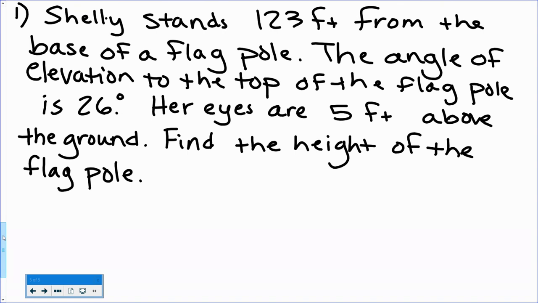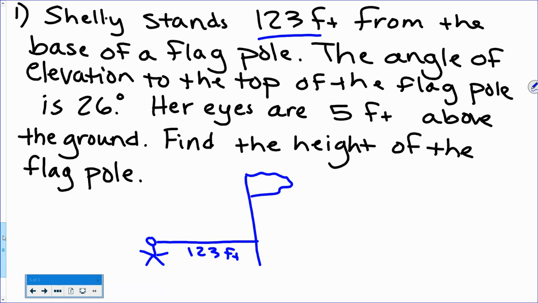All right, so you can put Shelley wherever you want here. And it's talking about the height where her eyes are. So I put the bottom from her to this flagpole is 123 feet. That was given to me here. Then we have, so here's our flag. Now you can draw a flag if you want.